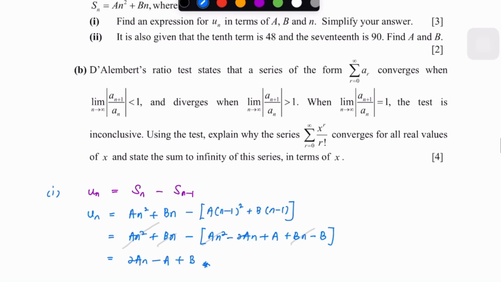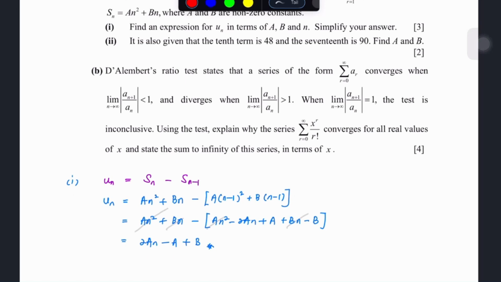Okay, so double check the instruction. This Un is in terms of a, b, and n. Simplify our answer like that. So part 1 is just applying the concept law. Like that, 3 marks already, very nice.